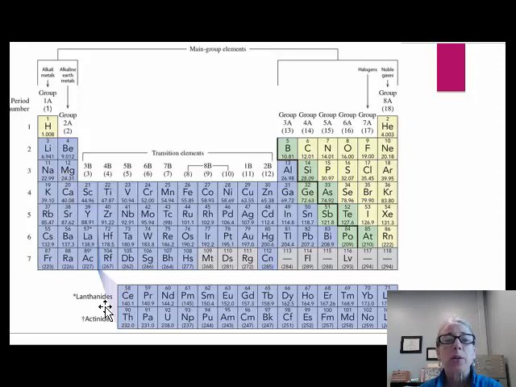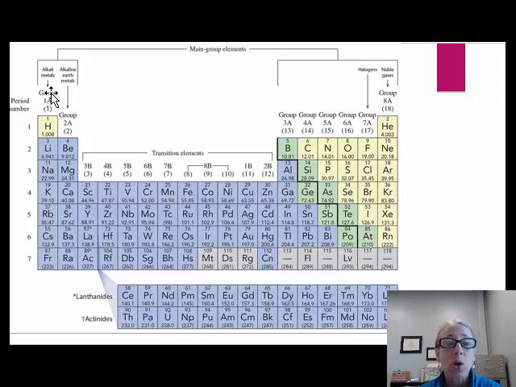The 2 rows that are typically placed below the main body of the periodic table are cutouts from the 6th and 7th period. The reason they are cut out is for space, since a length of 32 blocks becomes difficult to adequately display on a standard sheet of paper.